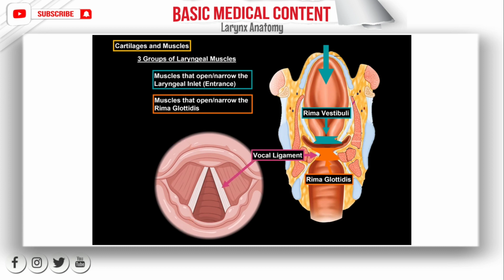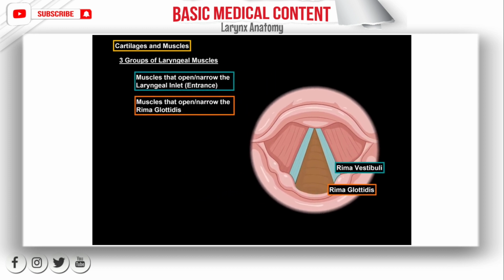Always remember that this pointy end is the anterior side, and this rounded one is the posterior side. Now the rima glottidis is here, between the vocal cords. Rima vestibuli is here, between the vestibular folds. So the muscles that open and narrow the rima glottidis work like this. They open or narrow the rima glottidis. The last muscle group are the muscles that act on the vocal cord itself.